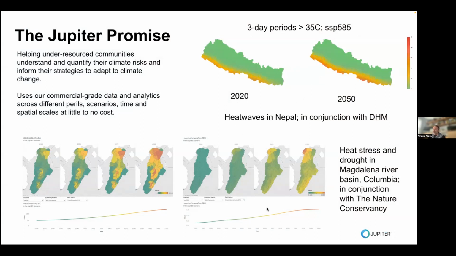Similar study in conjunction with the Nature Conservancy in Colombia, looking at the Magdalena River Basin. In this case, this example is also looking at the impacts of extreme heat and how heat is evolving in the future. Again, trying to go after helping some of these communities, these at-risk, under-resourced communities, build better strategies for adaptation.